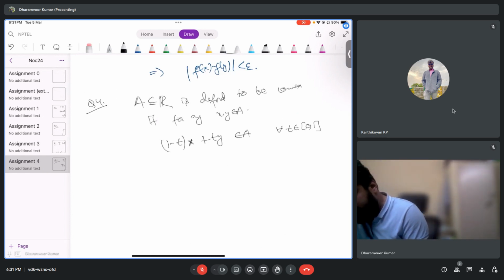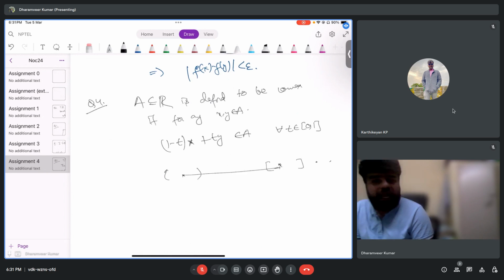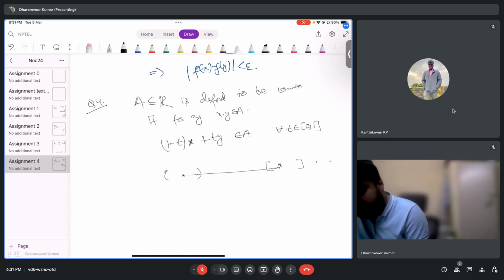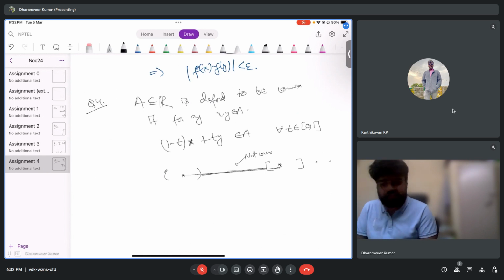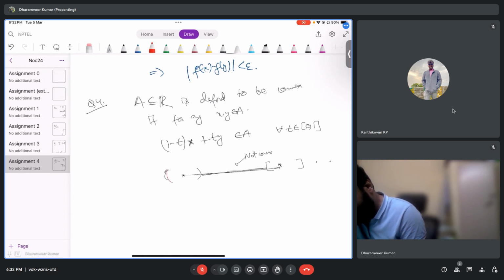So what it means is, if you have a set, it could be a bunch of intervals, there are points and everything. What it means geometrically is, if I take two points in the set and join them, the whole line should lie inside the set. So this is not convex, because these are the points on the line joining them, and they are not inside the set. Let's say if this was the set. So I hope that is clear physically what it means.